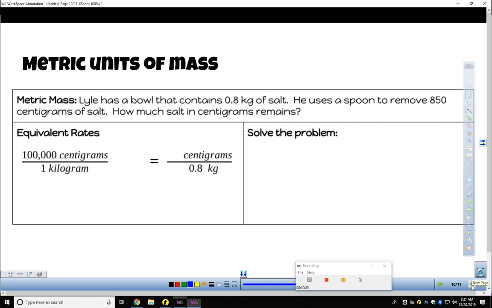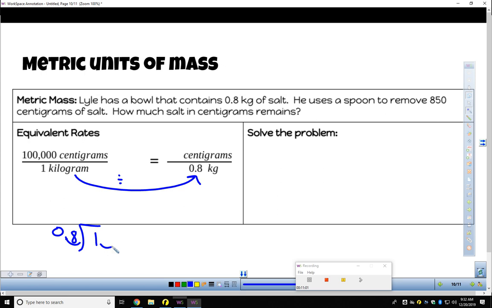All right. Lyle has a bowl that contains 8/10 kilograms of salt. He uses a spoon to remove 850 centigrams. How much salt in centigrams remains? So here we go. Using equivalent rates. How did I get from 1 kilogram back to 8/10 of a kilogram? So the way I solved this one, right, to figure out what's going on here, I know that I'm getting smaller, so I know I'm going to be dividing. What I actually did was use a fact family here, and I actually divided by what I had.